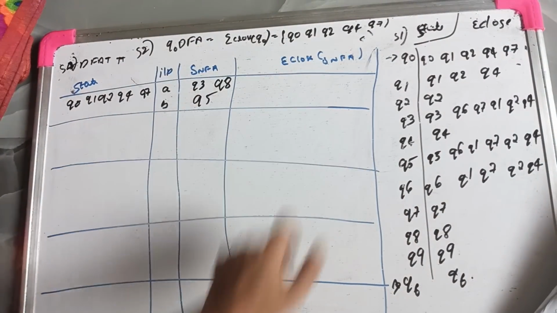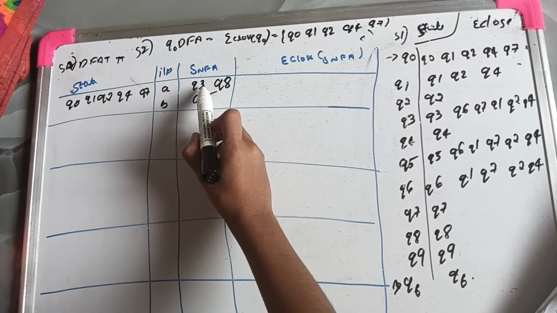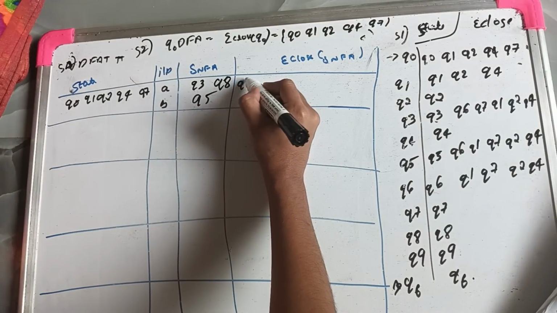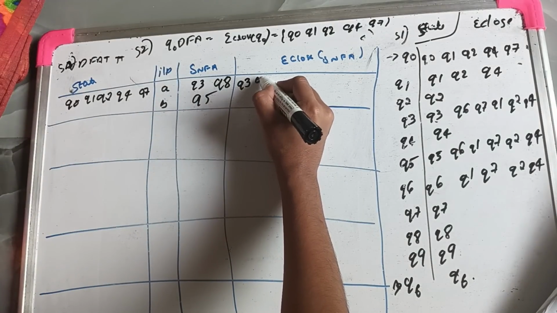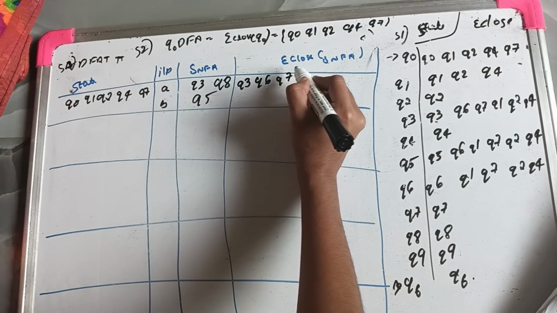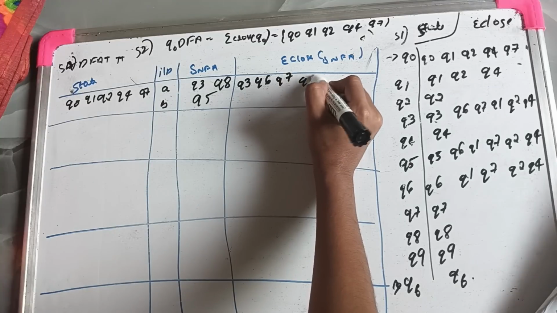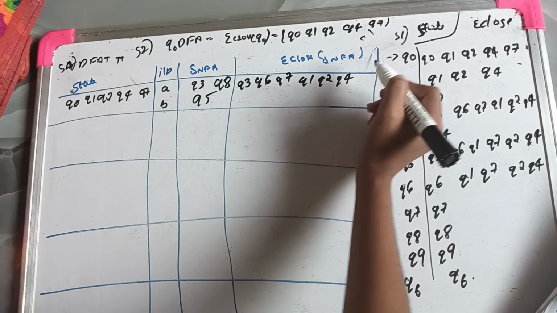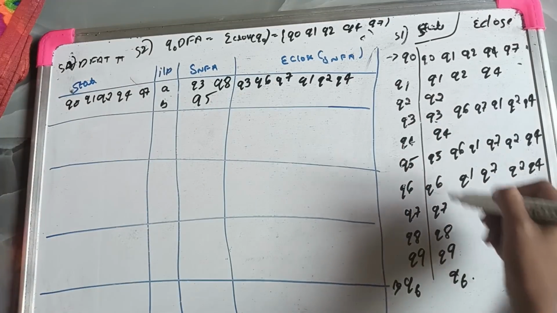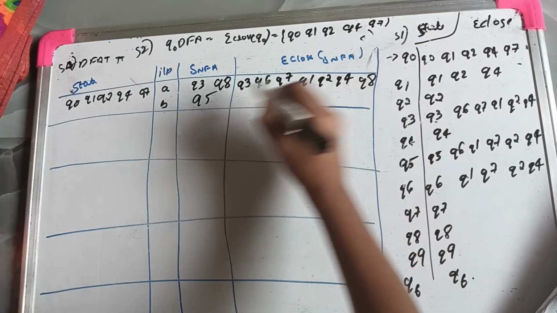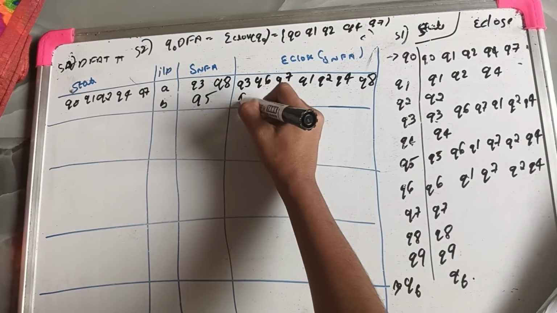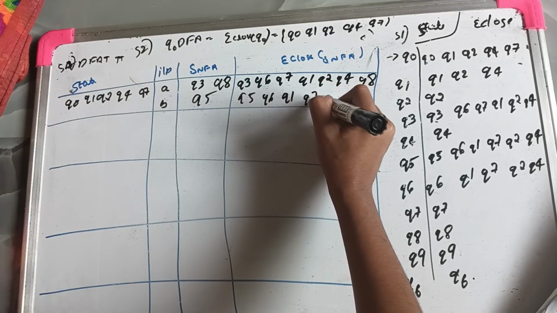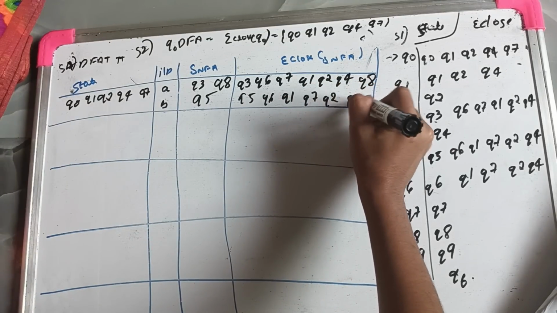After that, find the e-close of q3 and q8. The e-close of q3 is, write this: q3, q6, q7, q1, q2, q4. After that, the e-close of q8, and the e-close of q5: q5, q6, q1, q7, q2, q4.